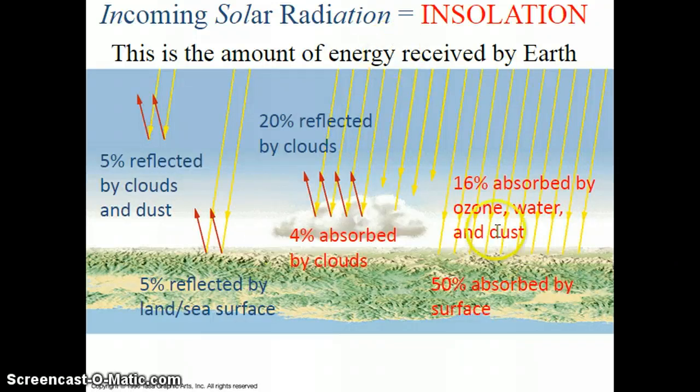We have 50% immediately entering the atmosphere, making its way to the Earth's surface, where it is absorbed by the surface. Other parts are absorbed by clouds and ozone, water, dust, different substances found within the Earth's atmosphere. But some of it's reflected. Clouds reflect, right? Cloud tops are white. They make very nice reflectors, kind of like mirrors that reflect these photons back into space. We get clouds and dust, just particulates that are reflecting sunlight, and some of it is reflected directly by the land and sea itself.